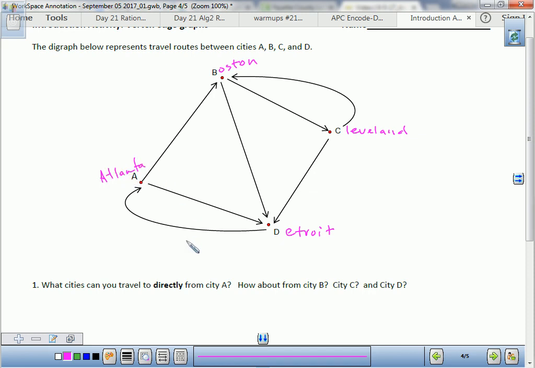You built off the letters. You should have had Atlanta end with the A. That's smart. I like that. You've got to make them all capital though. All right. So, Atlanta, Boston, Cleveland, Detroit.